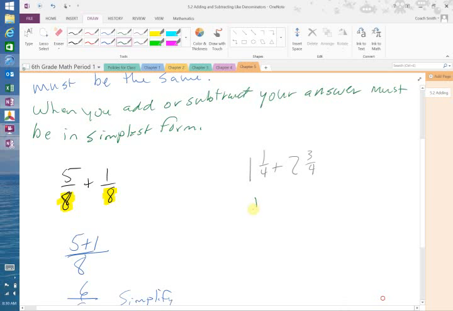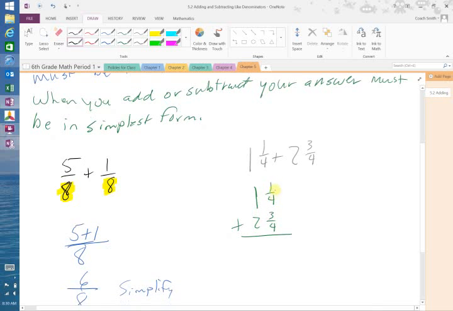So I have 1 1/4 plus 2 3/4. Now I simply add 1 plus 3, which is what? 4. 1 plus 2, which is 3.